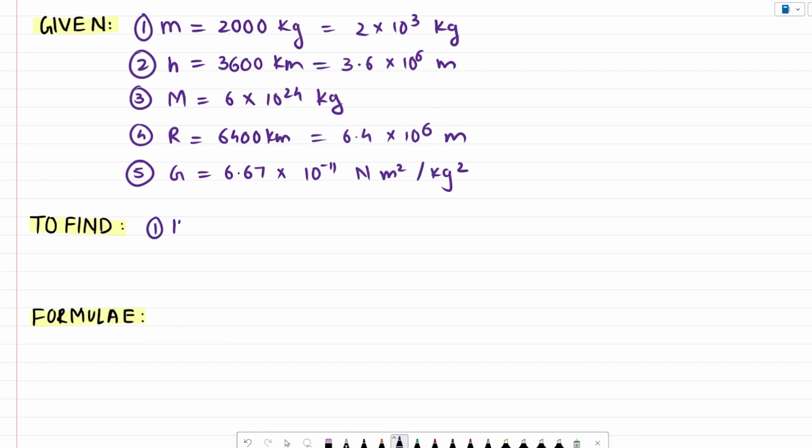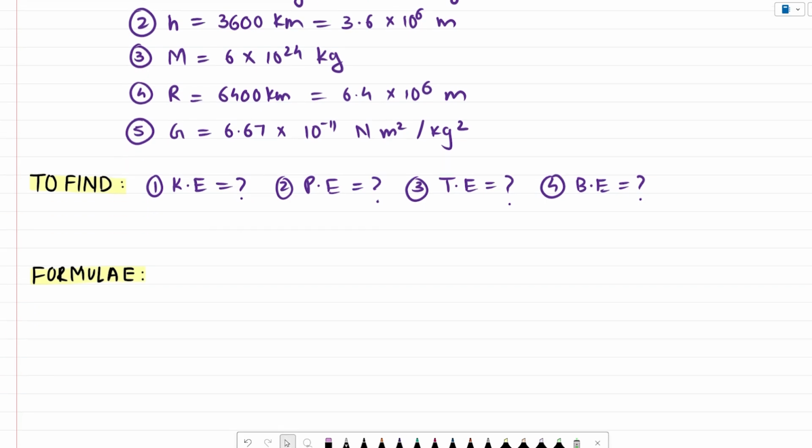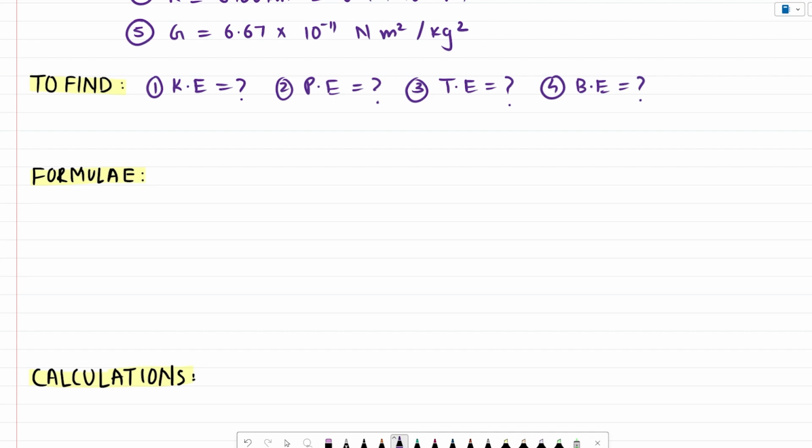सबसे पहले हमें ढूंढना है kinetic energy of our satellite. उसके बाद हमें ढूंढना है potential energy of our satellite, represented by symbol PE. Then we are required to calculate the total energy of our satellite at height h. And then finally हमें ढूंढना है the binding energy for our satellite, and we represent binding energy using the symbol BE. Now let's try to understand what sort of formulas we can use to calculate all these energies.